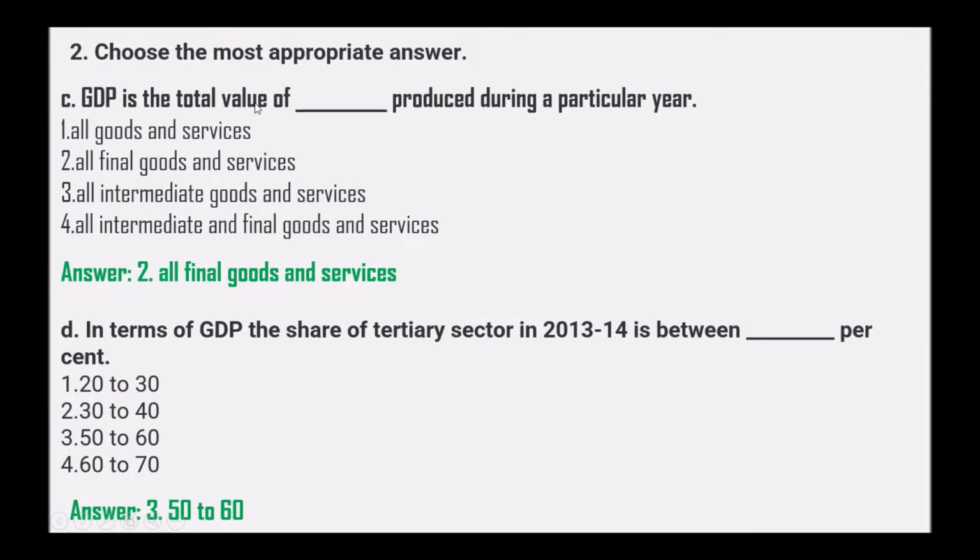Next, GDP is the total value of dash produced during a particular year, so it is all final goods and services. In terms of GDP, the share of the tertiary sector in 2013-14 is between 50 to 60%.